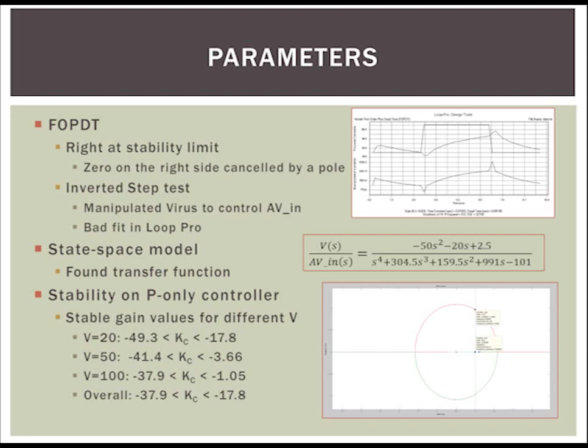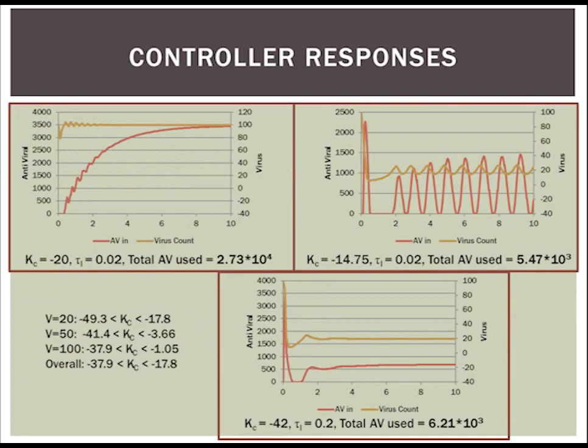We also tried a bunch of other ways to get control parameters, but what we ended up falling back on was finding the state space model and using that transfer function to figure out ranges of gain values that would work for this controller. So we figured out what the steady state value was at 20, 50, and 100, and then using root locus plots we were able to find the range of Kc that would make the system stable and let us control it how we want. This next slide will show you what happened as we fit our controller.